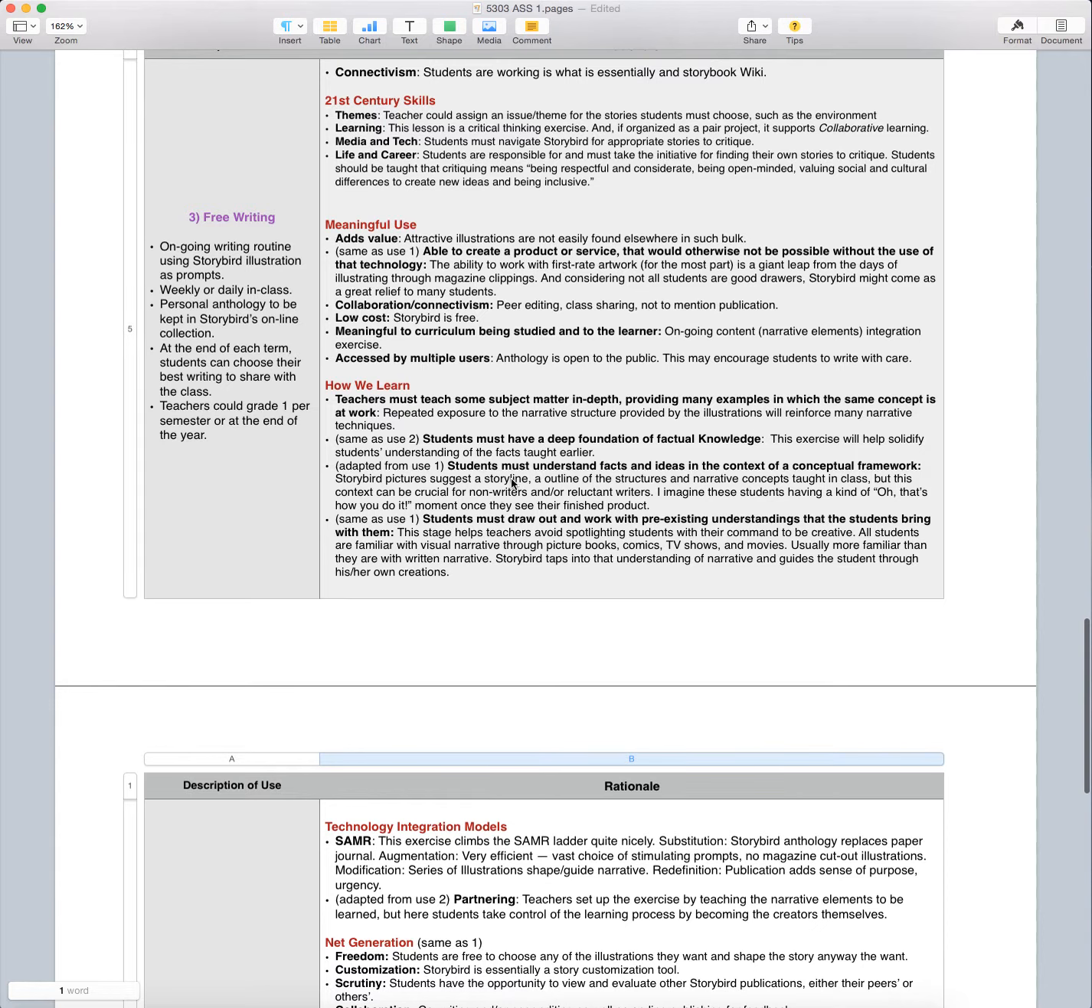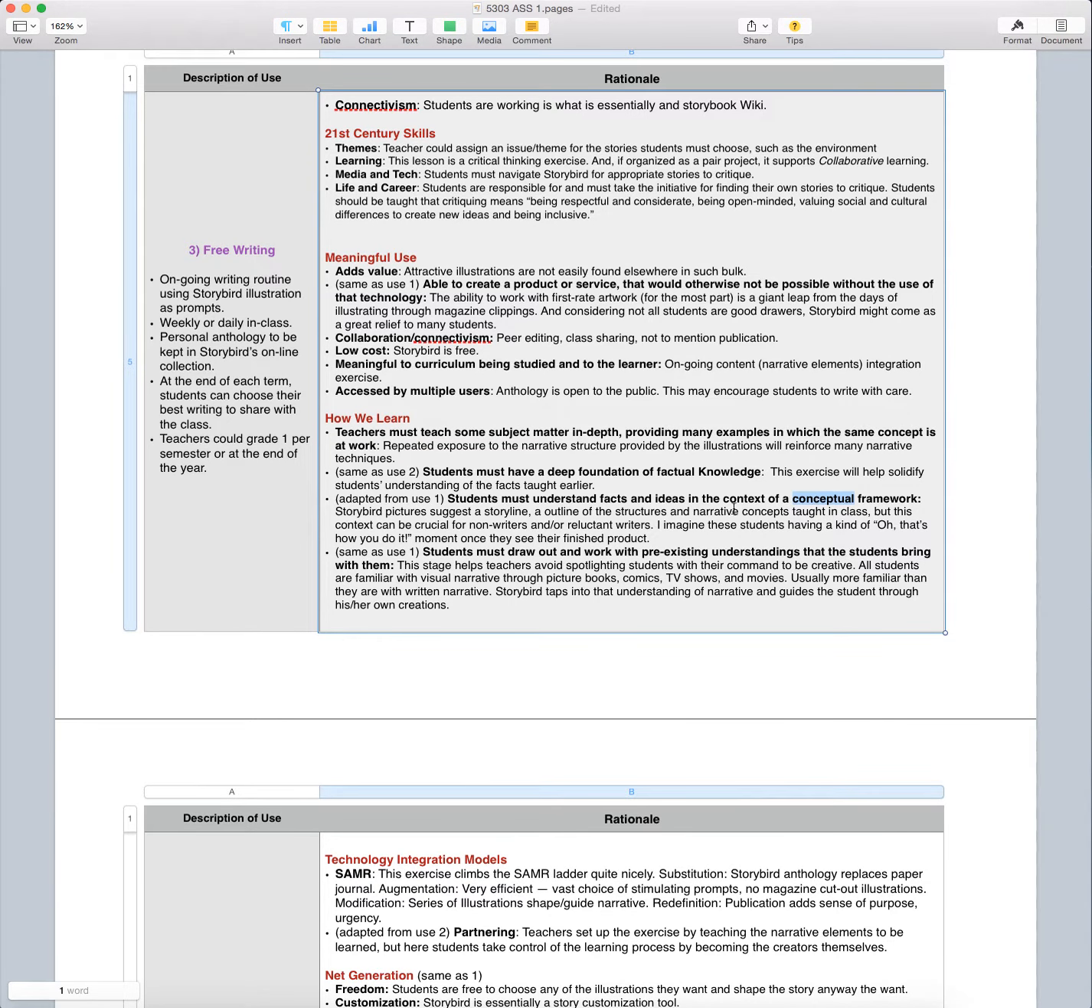Again, what I like about this is that it follows the model of how we learn. Students must understand facts and ideas in the context of a conceptual framework. The pictures themselves are loosely organized in a series that suggest a narrative structure, and so it gives students a conceptual framework on how to create their own story. Again, it doesn't cut them loose to create their own completely original one.